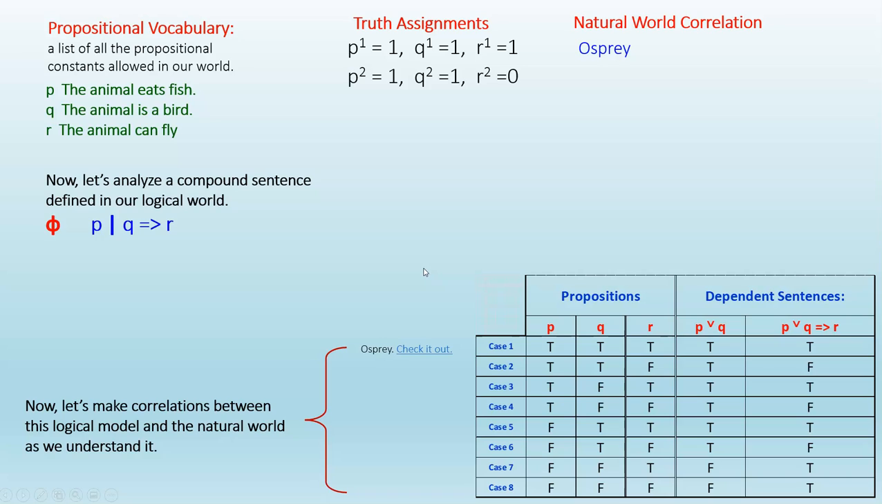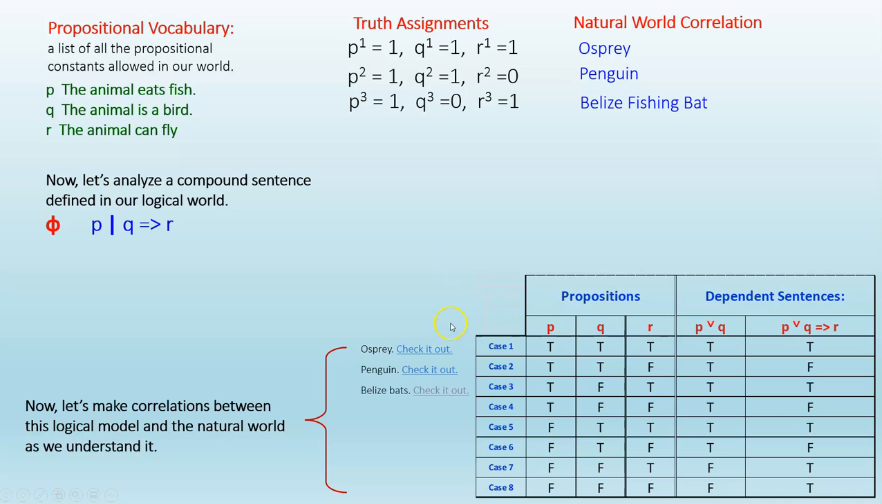Case 2 is the animal eats fish, the animal is a bird, but it is false that the animal can fly, so the animal cannot fly. I say that's a penguin, or at least an example that makes that case concrete is a penguin. The third case: the animal eats fish, the animal is not a bird, the animal can fly. That's a Belize fishing bat.